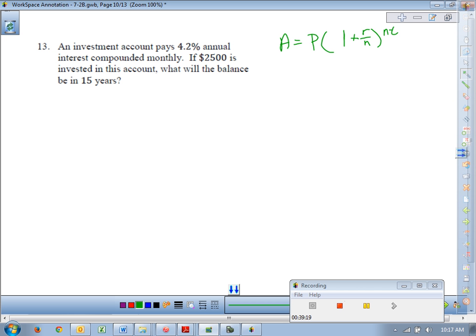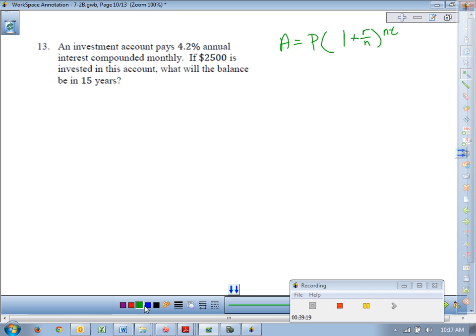It really looks kind of complicated, but if you understand the order of operations, it's very, very simple. The first thing we'll do is substitute in everything we know into this formula. We should know all the ingredients but one. So let's read this. An investment account pays 4.2% annual interest compounded monthly. If $2,500 is invested in the account, what will the balance be in 15 years?